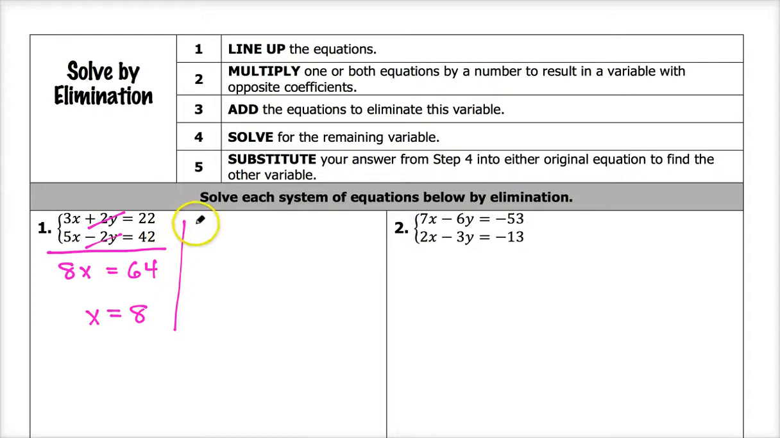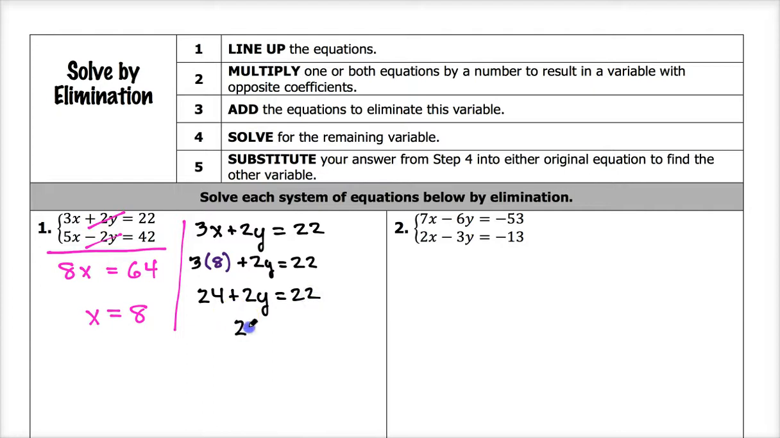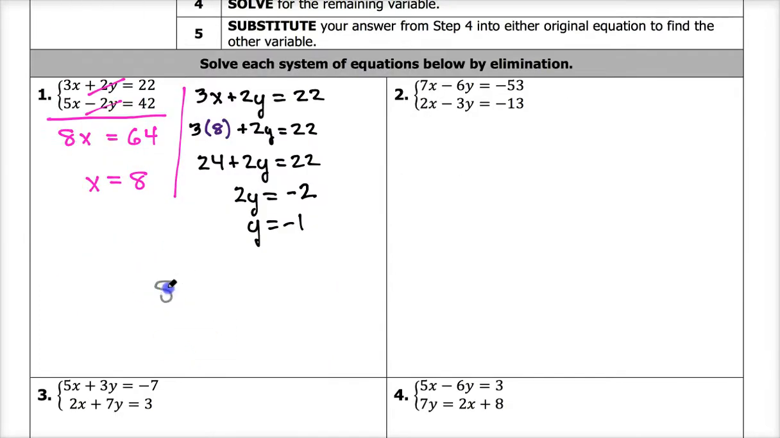So I can take my first equation, 3x plus 2y equals 22. And now that I know that x is equal to 8, I can put my 8 back in for x and solve for y. So this gives me 24 plus 2y equals 22. 2y would therefore be negative 2, and y would be negative 1. So the solution to this system is the ordered pair 8, negative 1.